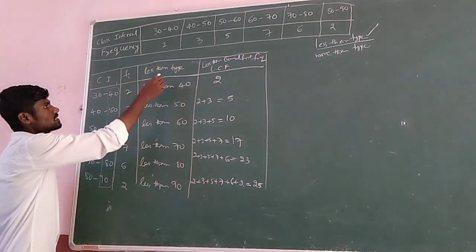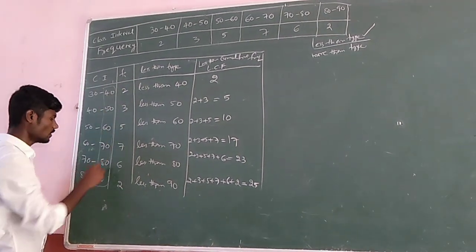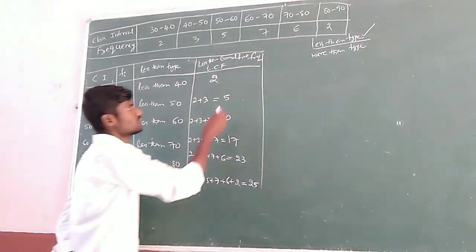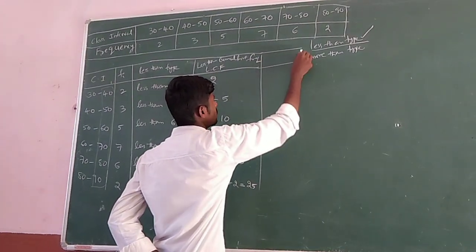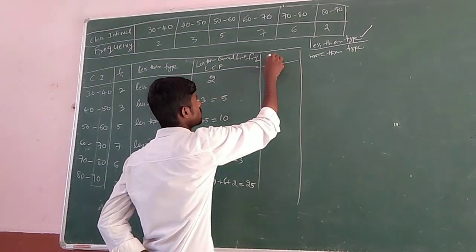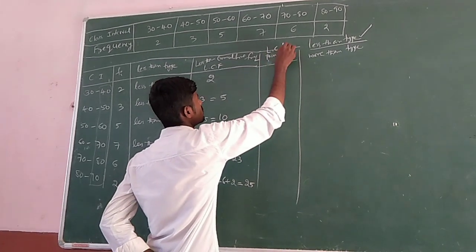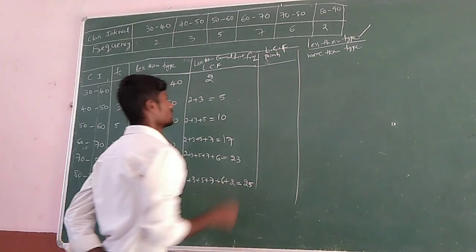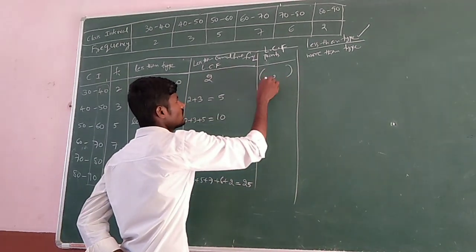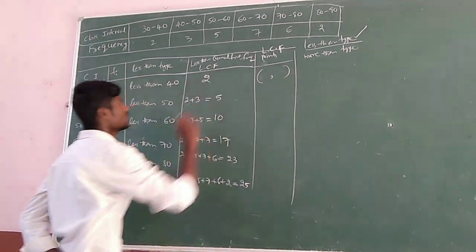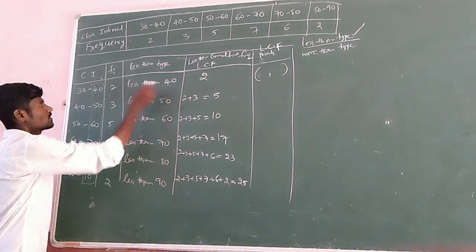Or simply, if it is less than type, it means you have to take only the upper boundaries. Then if you want to draw the graph, we have to take points. These are said to be LCF points. So what do they mean? A point has some x coordinate and some y coordinate, no? So the x coordinate is nothing but the upper boundary.